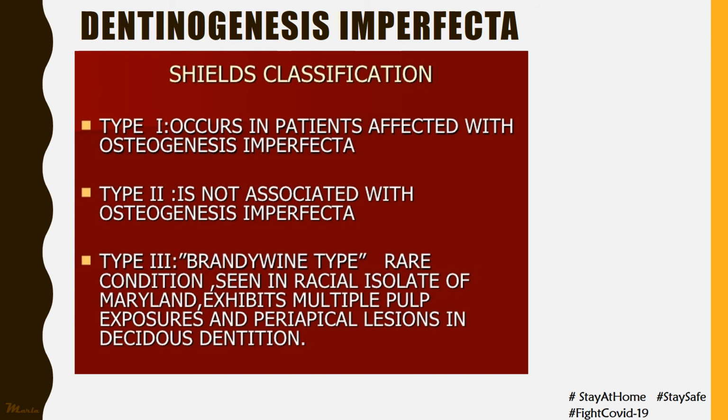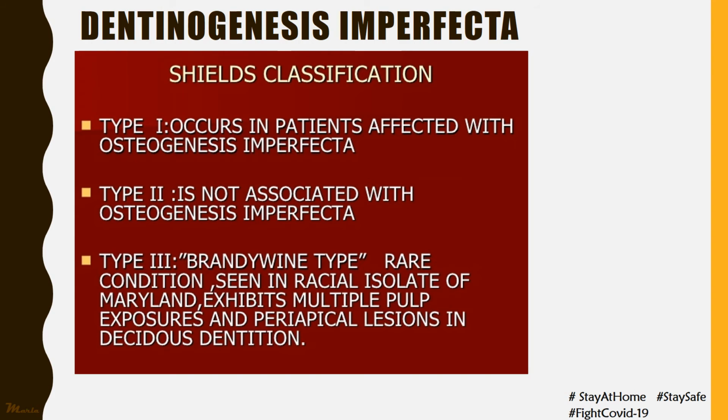Type 1 dentinogenesis imperfecta is always associated with another genetic defect affecting the long bones, that is osteogenesis imperfecta. Type 2 dentinogenesis imperfecta is an isolated condition wherein only the teeth are affected and is not associated with osteogenesis imperfecta.